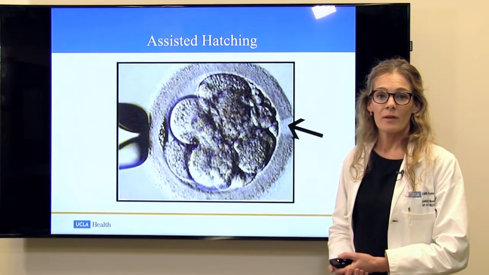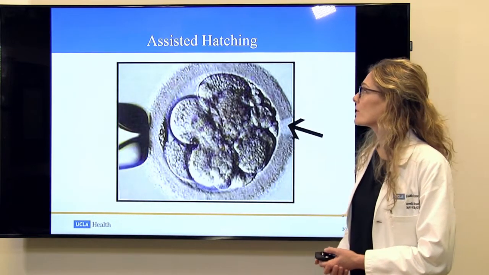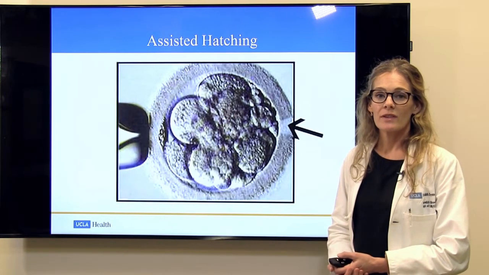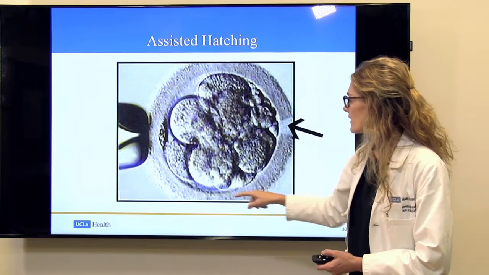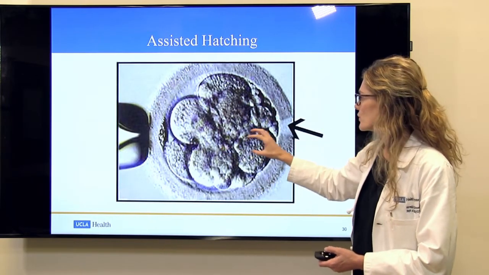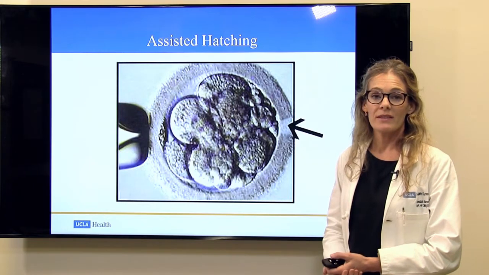On the third day of development, your doctor may recommend that the embryos undergo assisted hatching. With assisted hatching, a small defect is placed in the shell surrounding the embryo to allow for the embryo to escape from that shell by the 5th day of development.